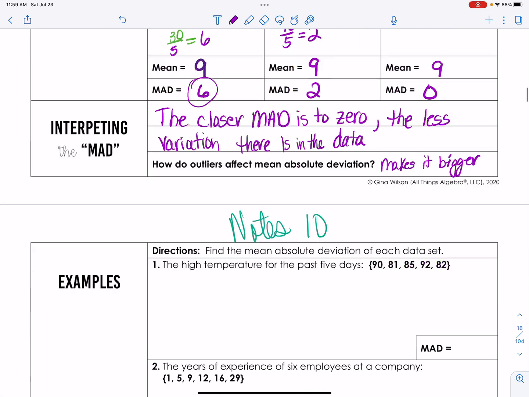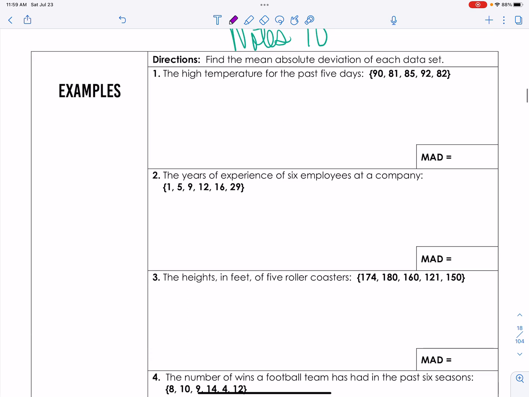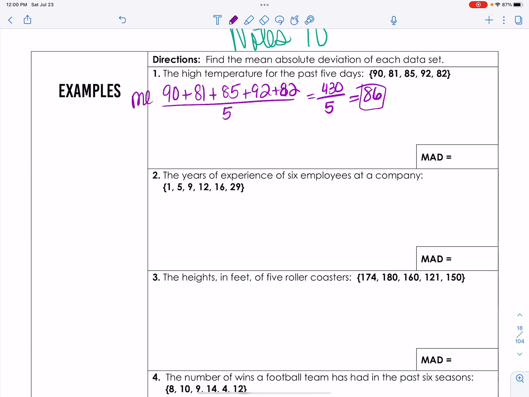All right, so let's take a look at one more of these. The high temperature for the last 5 days is given there. So I'm going to take 90 plus 81 plus 85 plus 92 plus 82, and I'm going to divide that by 5. When I add all of that up, I got 430 divided by 5. You can check it for me, but I think I did it right. And so my mean is 86.